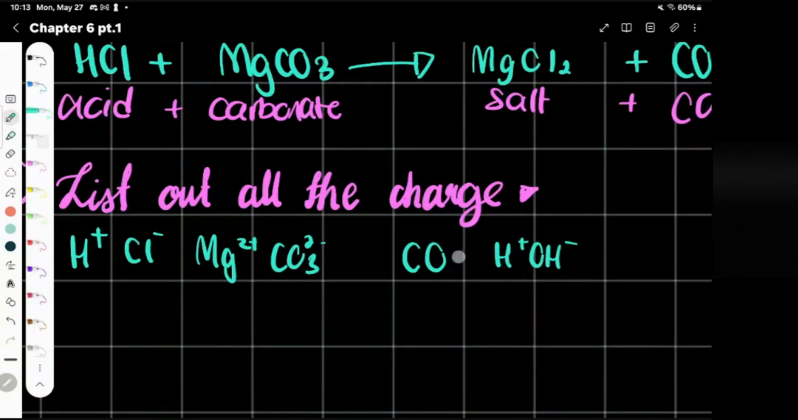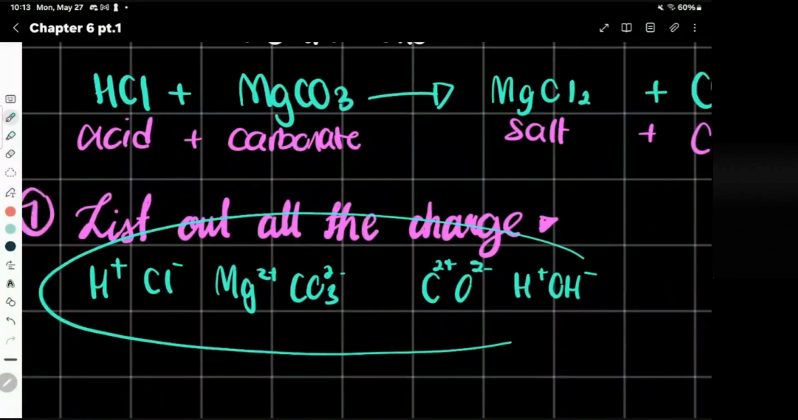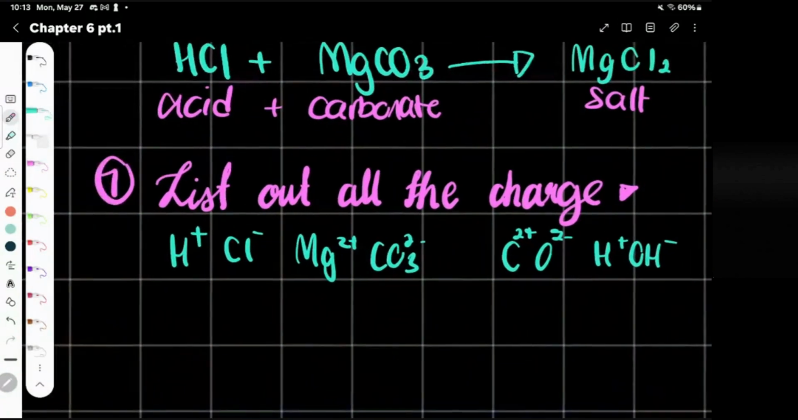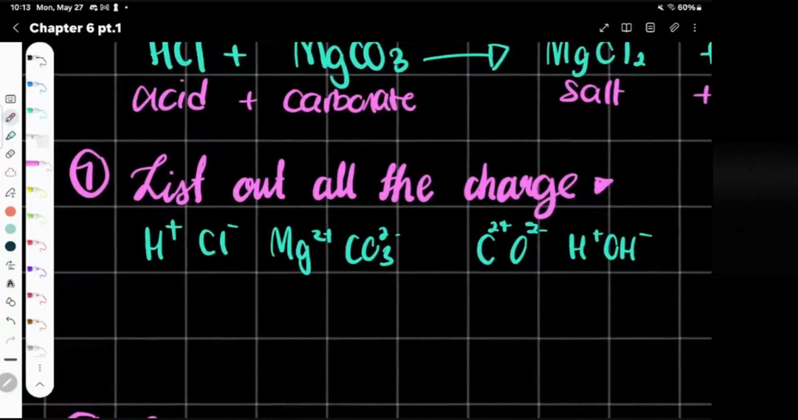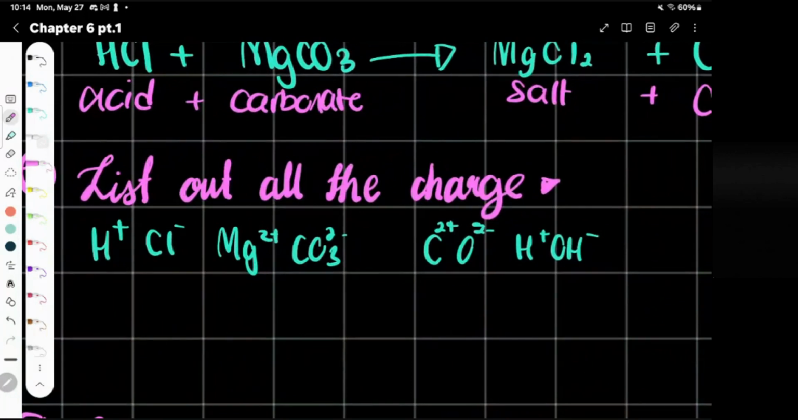Okay, let me do that. Okay, this one should be 2 minus. Okay, if you were to list out all the charge, you can actually cancel the charge. Why do we need to do that? Because we want to create salt. So let's cancel all the common charge. What do I mean by that? First of all, you can see here, H plus can be cancelled with the H plus there, right? Okay. And then OH here can actually be cancelled by all of this. So CO3 can actually cancel out OH.